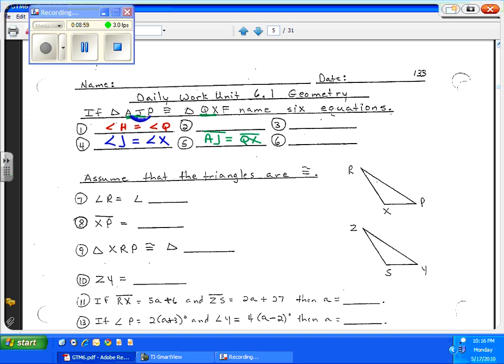AP is a side, last 2 letters. It's equal to the side QF, last 2 letters. And you can get the rest of them there. Another angle and another side. I should have put the angles 1, 2, 3, but that's okay. Okay?